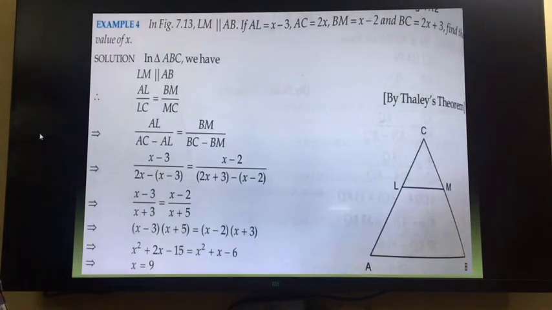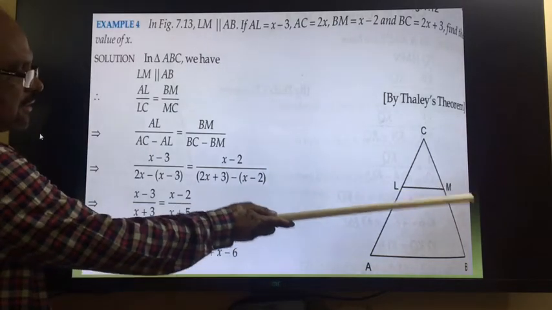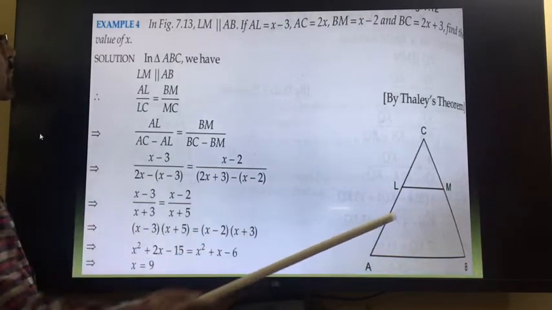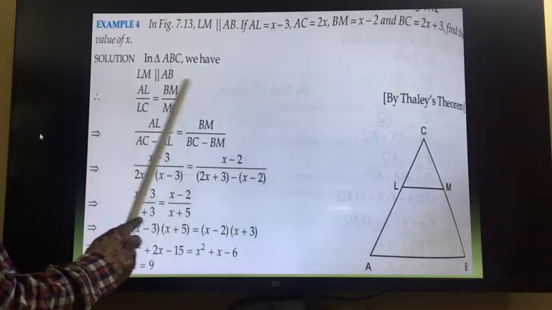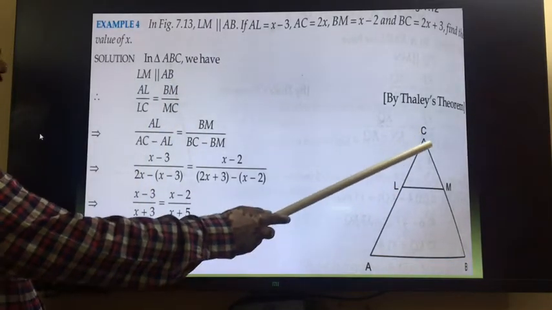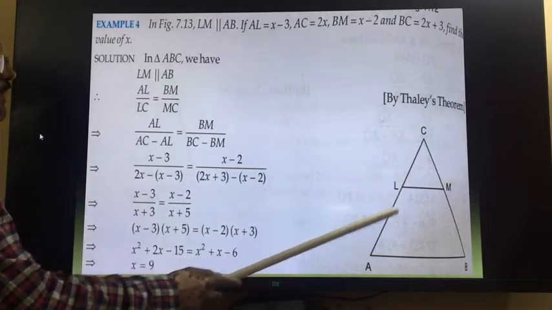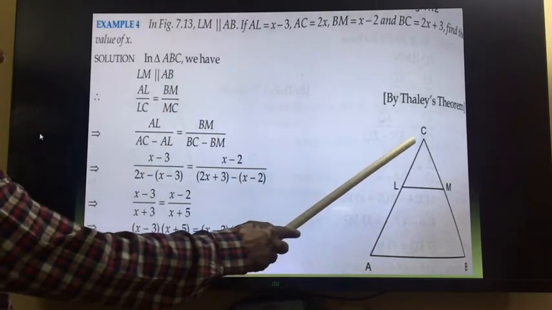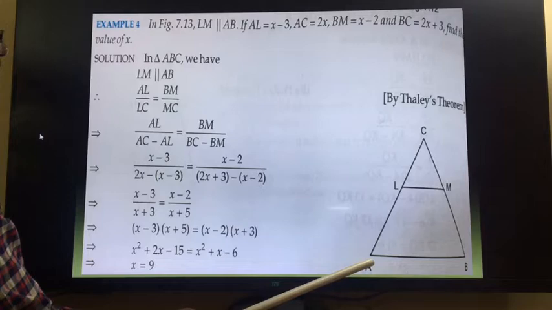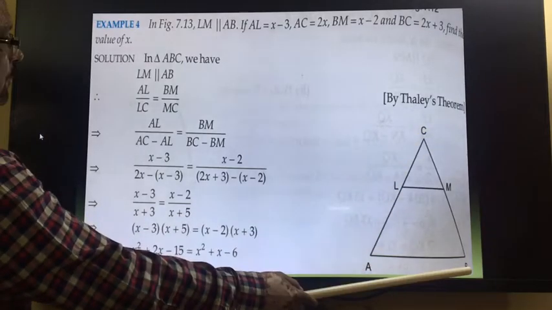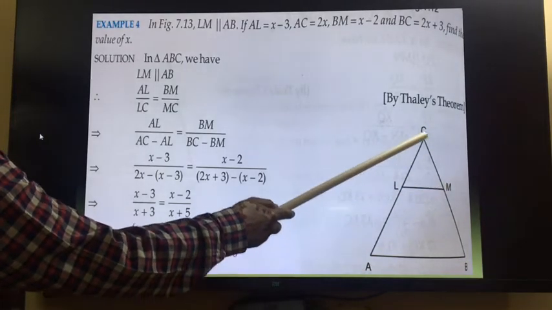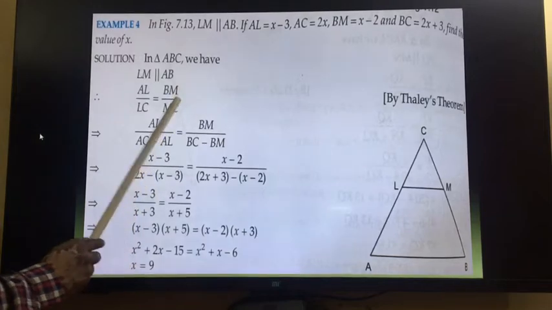Now come to the next question. It is also of the same type. After doing many questions you can understand it and there will not be any doubt. So again in this case LM line is parallel to AB line. So by BPT theorem, by Thales theorem, the ratio will be equal. So we can write AL upon LC is equal to BM upon MC, right?